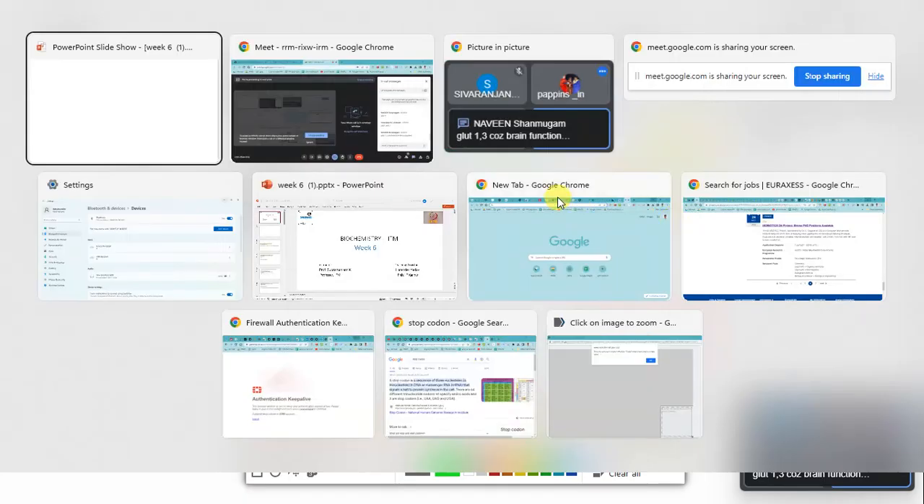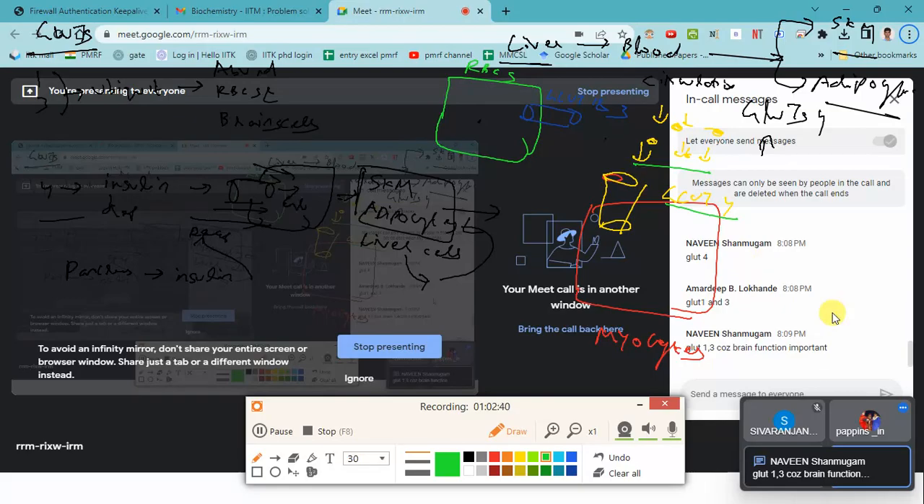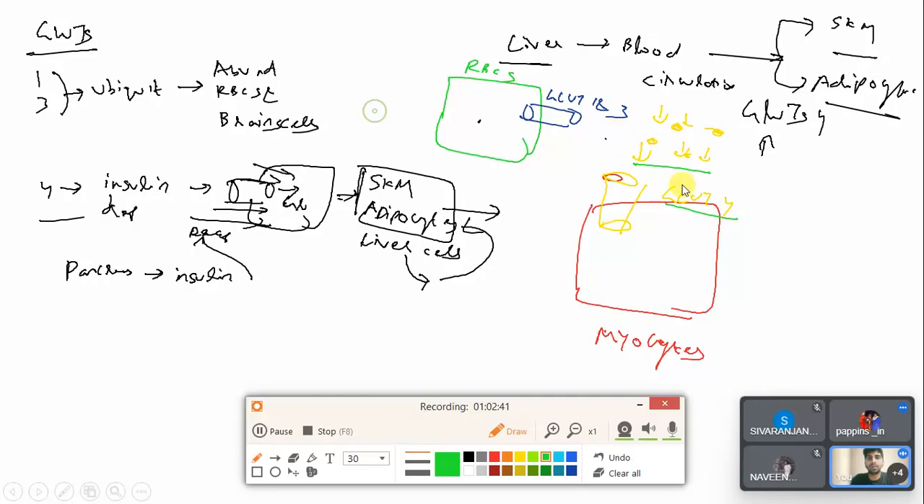GLUT1 and 3, because brain function is important. Yes, you can think that way, but let's talk about logic first. First, I told you that GLUT4 is activated based on insulin. That's the golden rule: GLUT4 is activated by insulin.